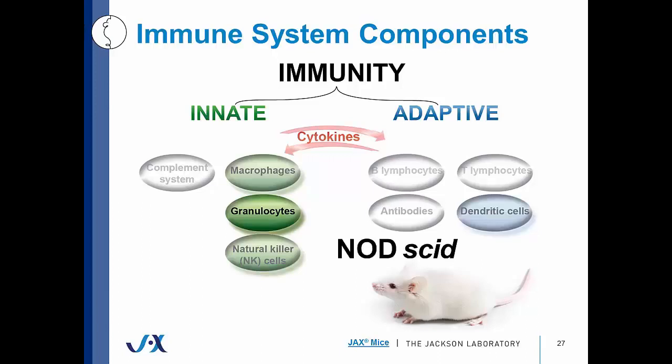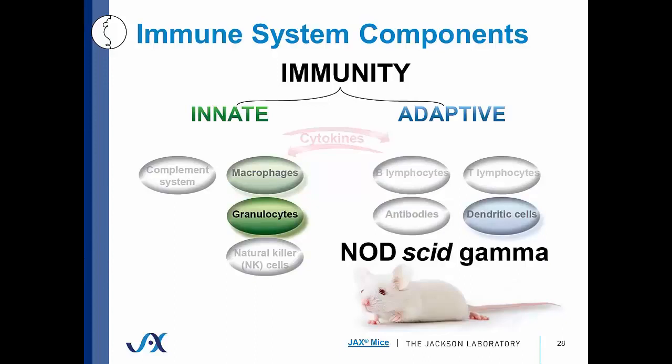If you add to the NOD background the SCID mutation, or severe combined immunodeficiency mutation, this completely diminishes T and B cell development. The SCID mutation is located in a gene that's involved in DNA repair during T and B cell development, and consequently, these mice lack T and B cells. And so when you marry this to the NOD background, you can see that this is a highly immunodeficient mouse model, and it has been used for cancer xenograft studies, as well as some hematopoietic cell reconstitution and humanization studies.